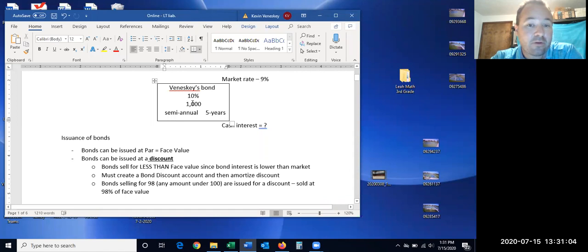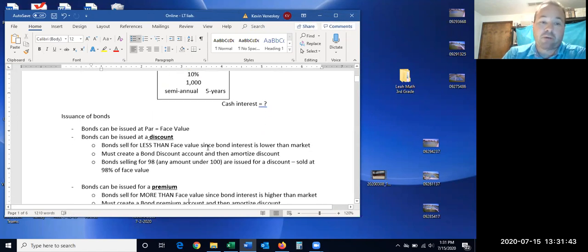It could be that the bond is only at 8% and the market's at 9%. Nobody would want to buy my bond. If I'm only paying 8% and they can go somewhere else and get 9%, who would want to do that? So what I have to do is sell the bond at a discount. I have to say, okay, if you'll come and pay me $950, I'll only give you 8%. But when I pay you back for the bond in 5 years, I'm going to give you 1,000, not just the $950 that you paid me. So I'm going to give you an extra $50 to help offset that market rate difference.